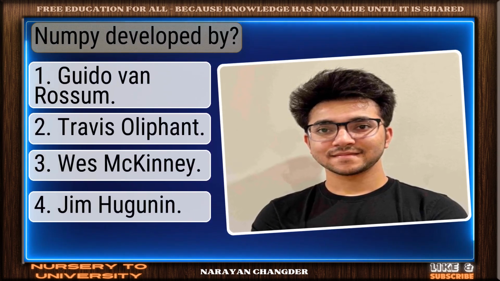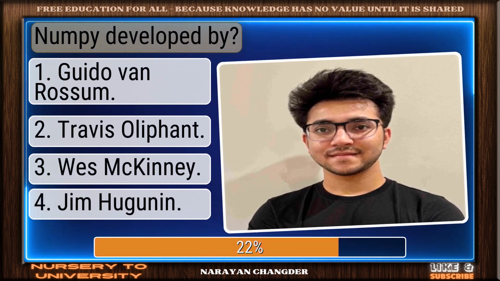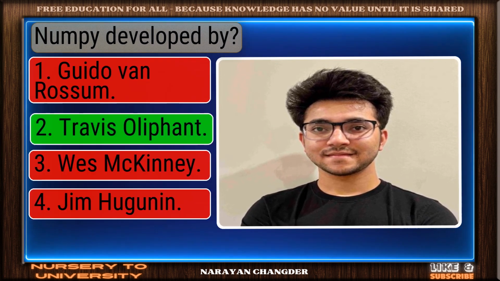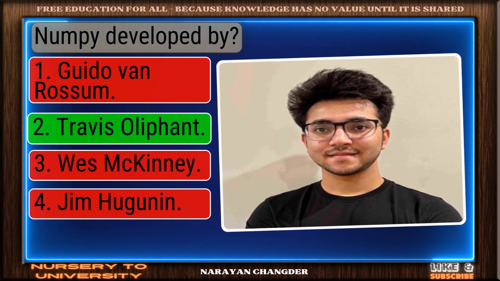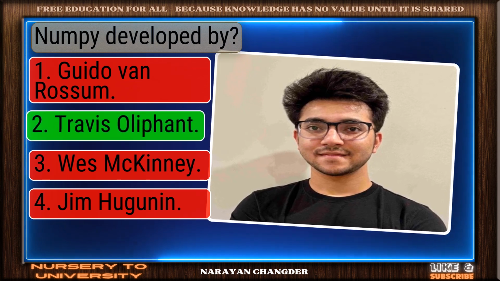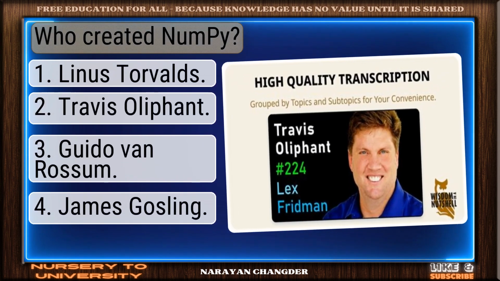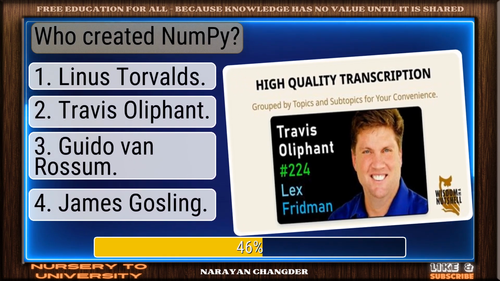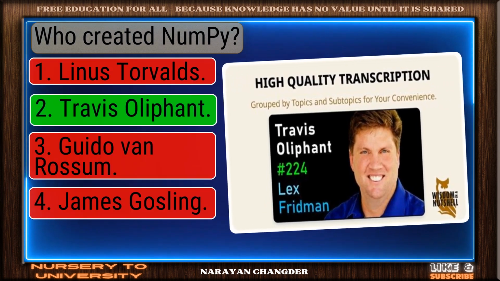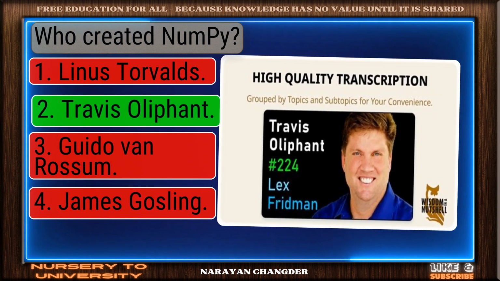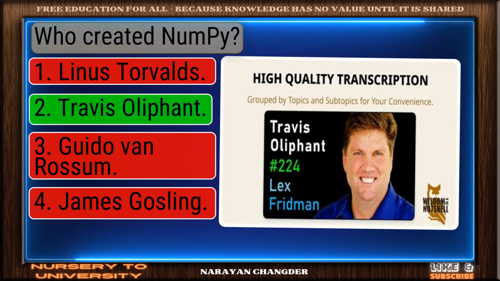Question number 73. Numpy developed by. Exactly. Travis Oliphant makes sense, and it is the right choice. Question number 74. Who created Numpy? Nice work. You chose Travis Oliphant, and it is correct.